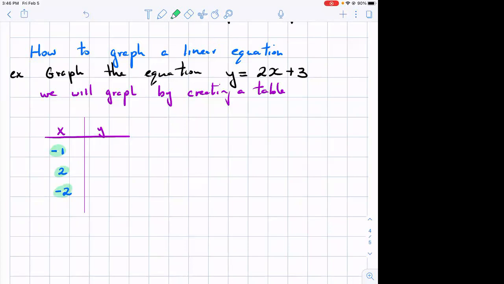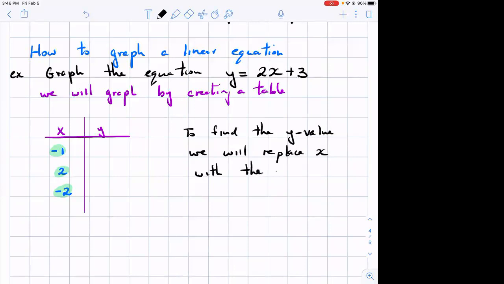And to find the y value, what you will do is replace x with the random value we guessed.